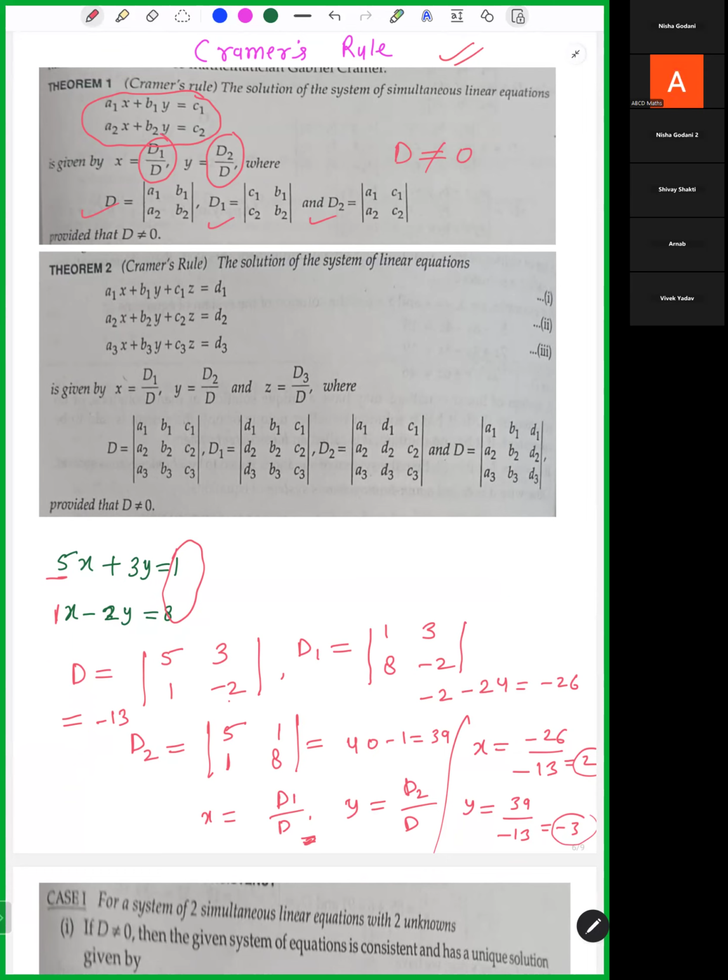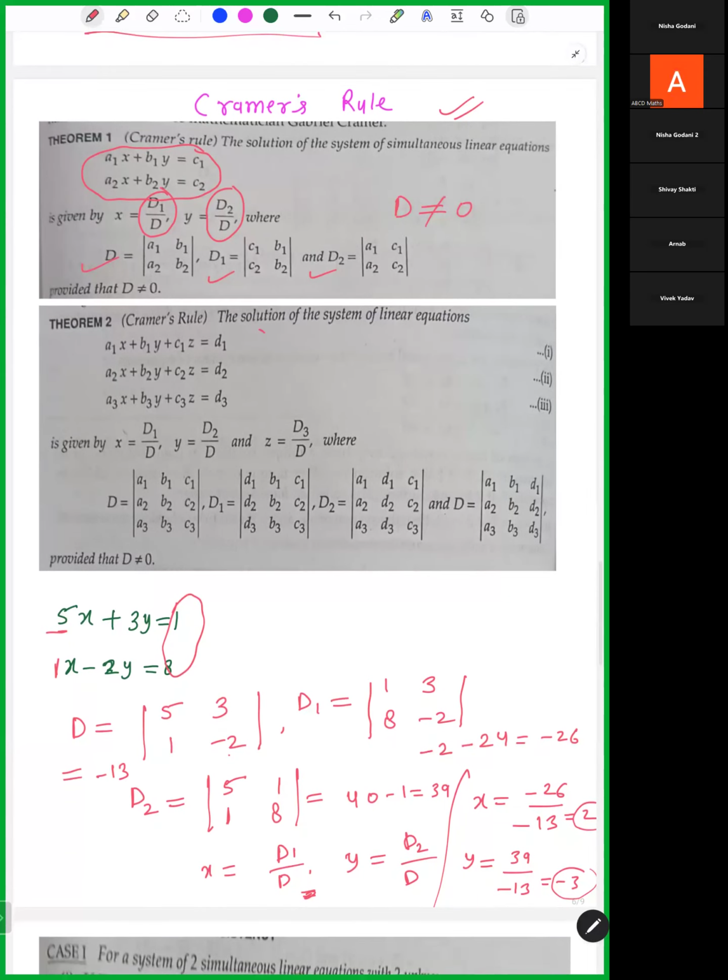Okay. Similarly, if you have a system of three equations in three unknowns, then x will be d1 upon d, y will be d2 upon d, and z will be d3 upon d. Okay. So again here d is the determinant of the matrix of coefficients. And d1 is what? d1 is obtained from d by replacing the first column with the constants on the right hand side. You can see the difference between D and D1: the second and third columns are the same in D and D1. Only the first column is changed.